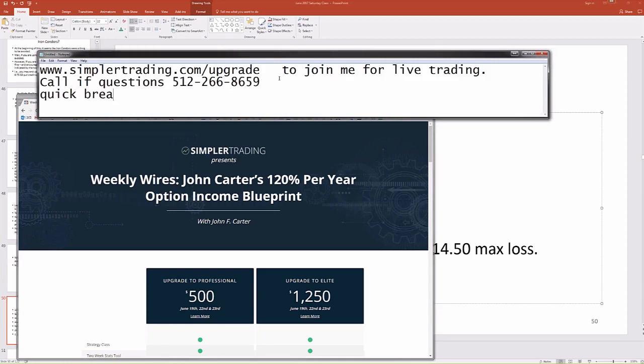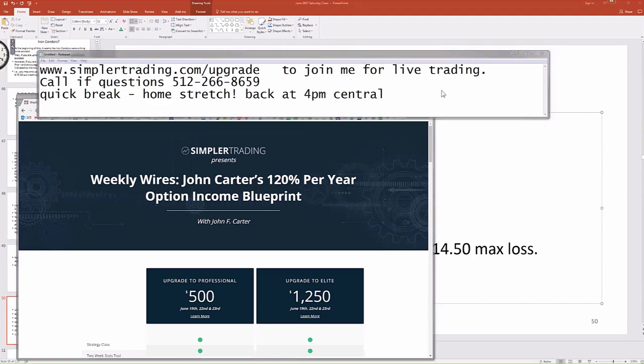And we're in the home stretch here. Back at 4 p.m. Central. We'll start again at 4, and we should be completely wrapped by 4:30.